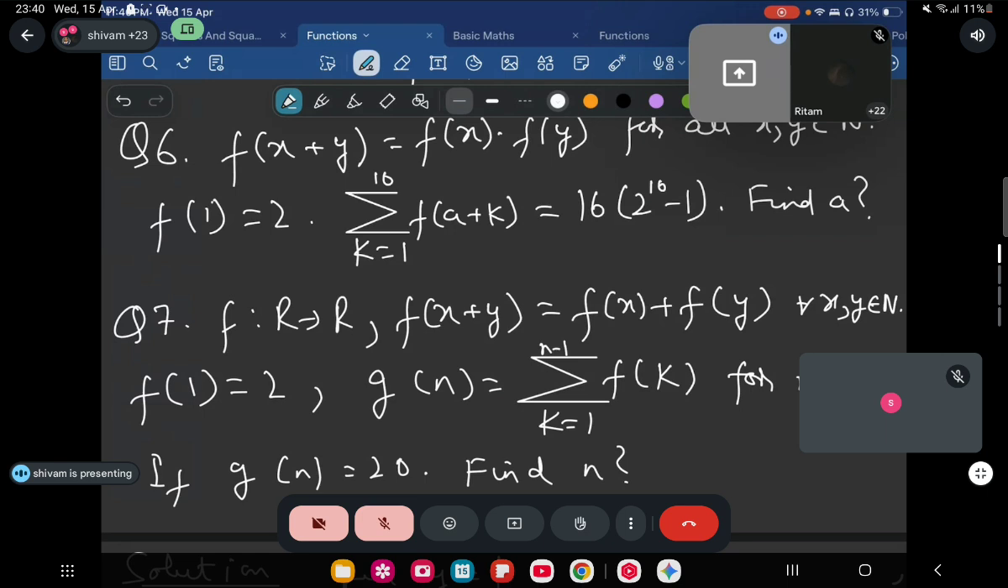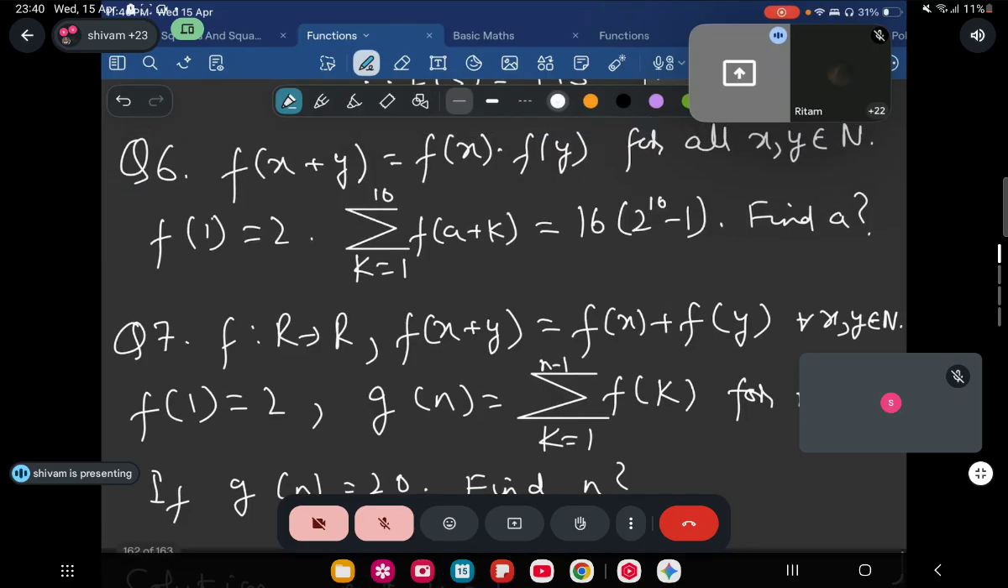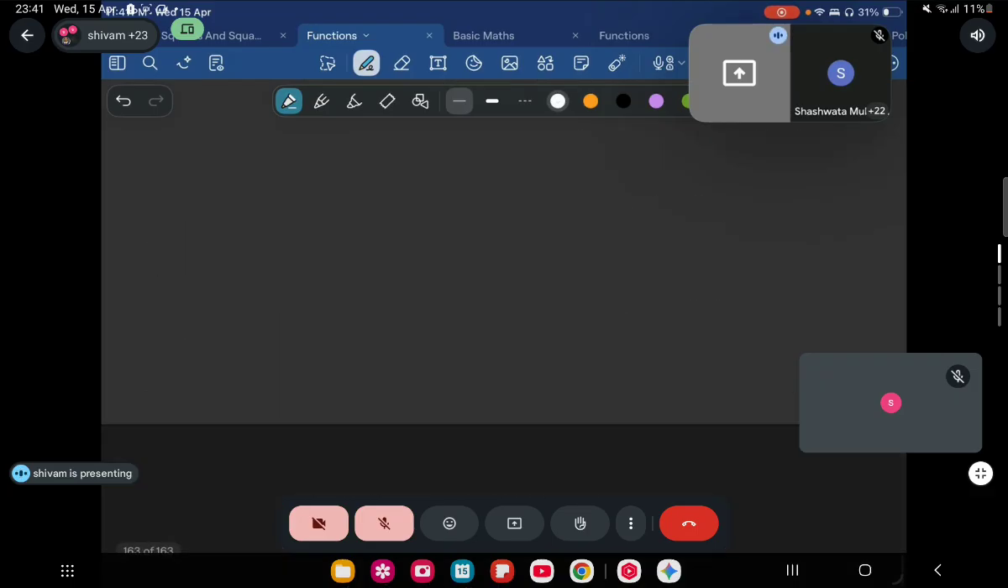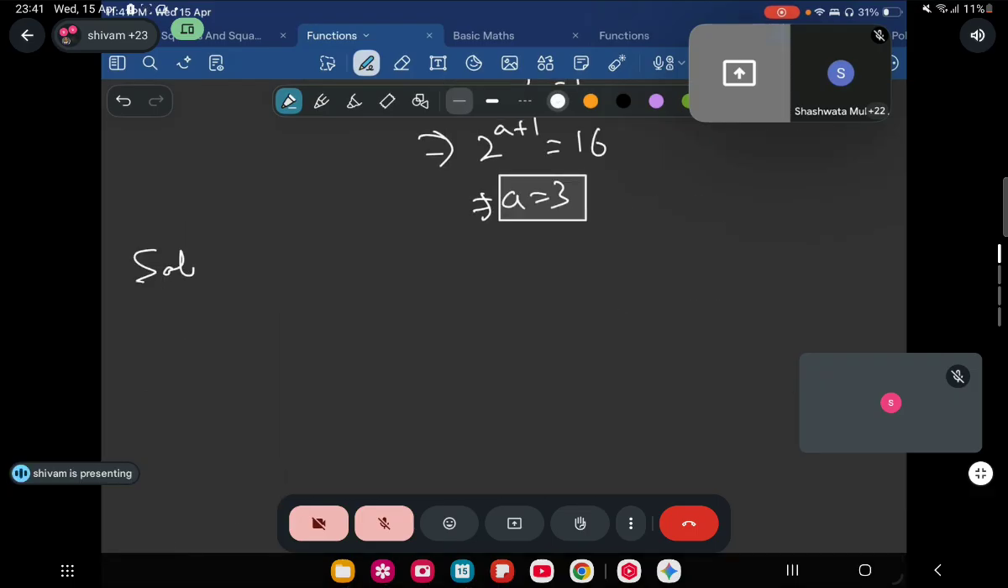Okay, let me start with number 7. So everyone, just like I said, over here also x, y belongs to natural numbers. So by putting y equal to 1, what does this suggest? This function, f of x plus y is equal to f of x plus f of y. What does it suggest if you put y equal to 1? What can you see? It is in AP, very good. If you have understood number 6, number 7 will be very easy for you. Okay, put y equal to 1.